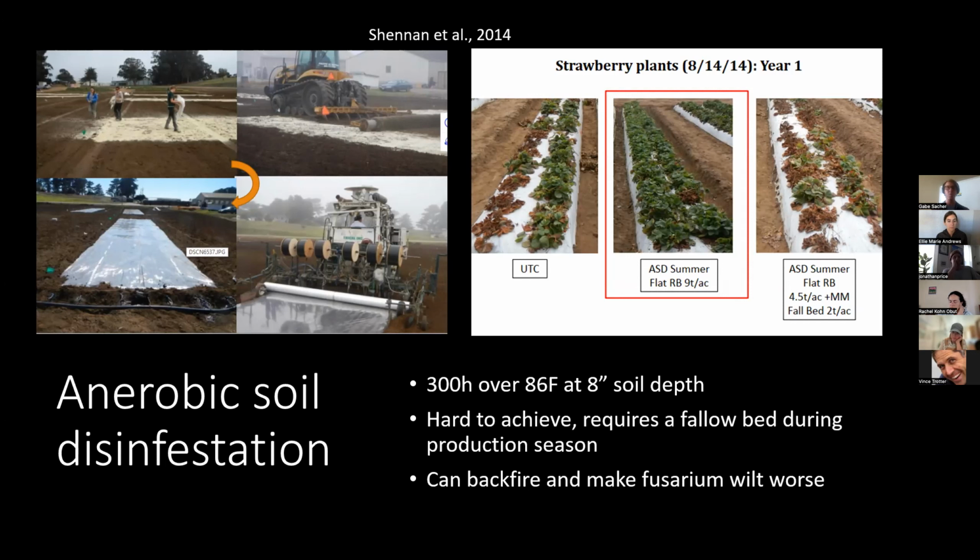This works well for Fusarium if you're able to leave it for a long time, but it can also backfire and make Fusarium wilt worse. So I wanted to mention this because it works really well in shoulder seasons when it's not as hot, which might make solarization not work as well. But if you want to try this on your own farm, I'd really recommend working with somebody who's done anaerobic soil disinfestation before to make sure it kills your Fusarium rather than just provides a lot of material for the Fusarium to eat.